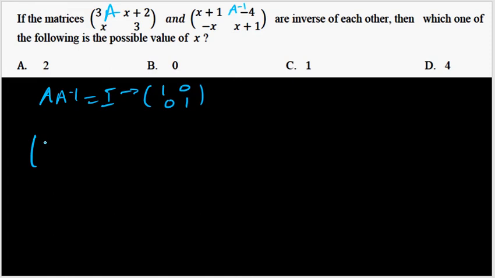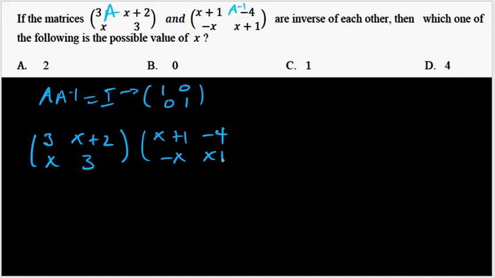So let's write the two matrices side by side. 3, x plus 2, and x, 3. This is the first matrix, and the second one is x plus 1, negative 4, negative x, and x plus 1, is equal to 1 0 0 1.